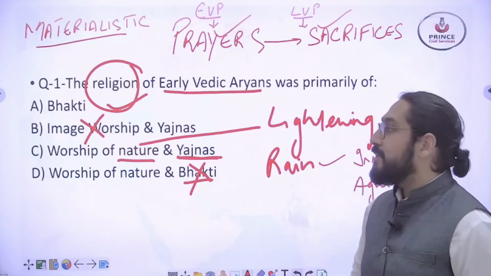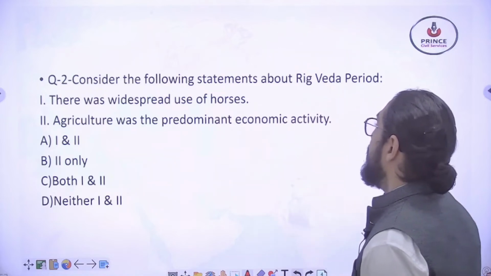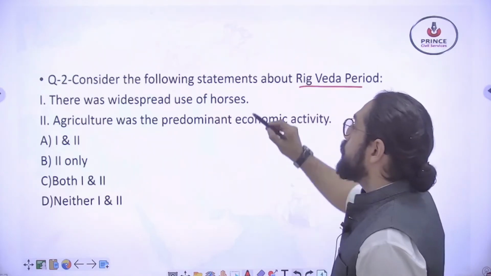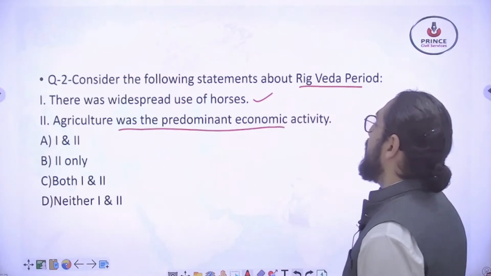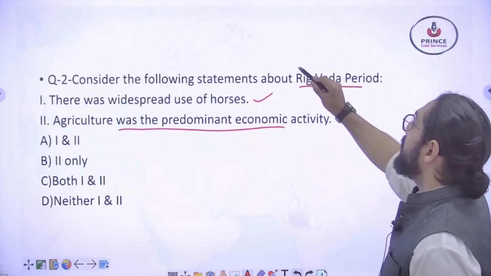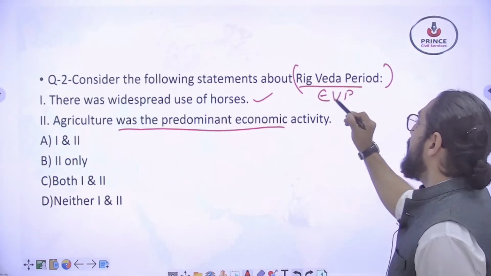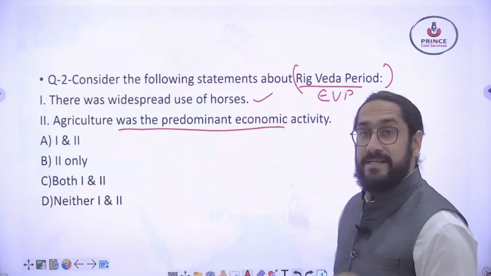Now let's move on to question number 2. Consider the following statements about the Rigvedic period. One, there was widespread use of horses. Two, agriculture was the predominant economic activity. This is again a question regarding the Rigvedic period, or the early Vedic period. So is statement number 1 right or wrong?